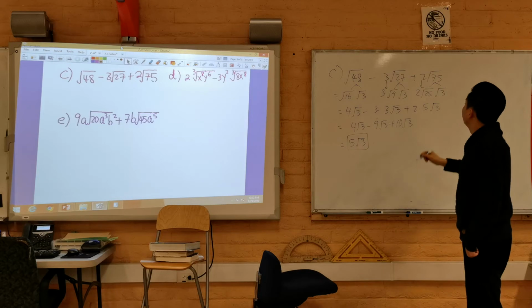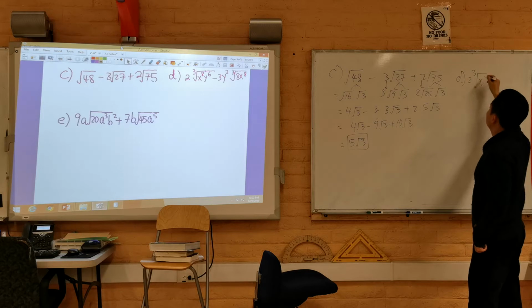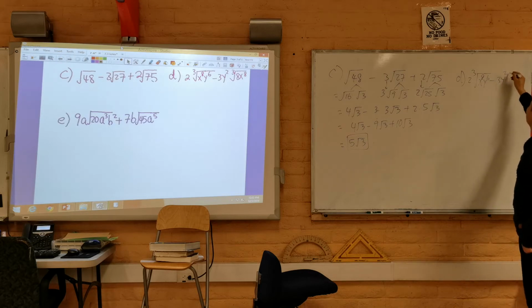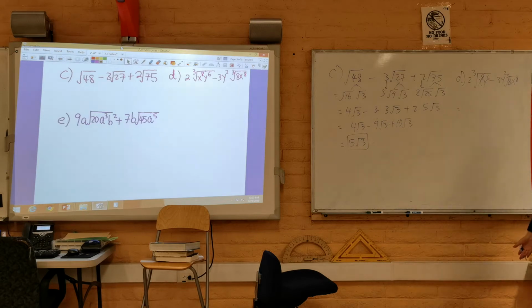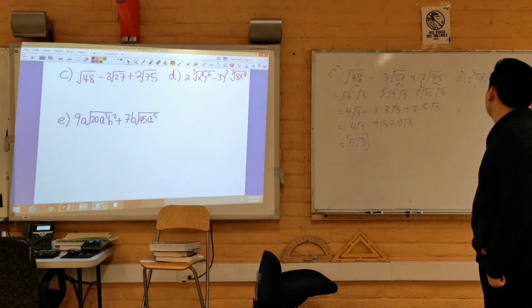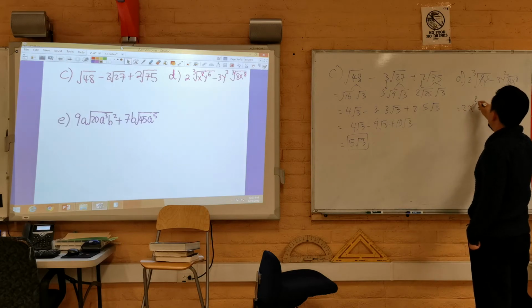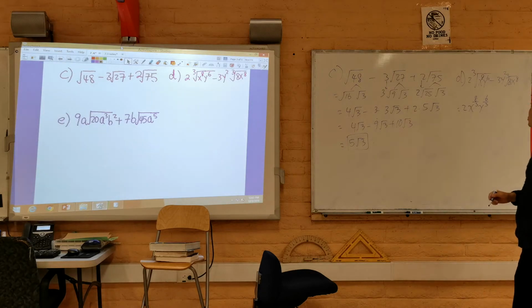Now, what about D? For that one, we have 2 cube root of x to the power of 8, y to the power of 6, and then minus 3y squared cube root of x to the power of 8. It looks like they have nothing in common. Again, we need to simplify the entire expression first. This one is written as 2x to the power of 8 over 3, y to the power of 6 over 3. I just want to convert it from radical form to exponential form.